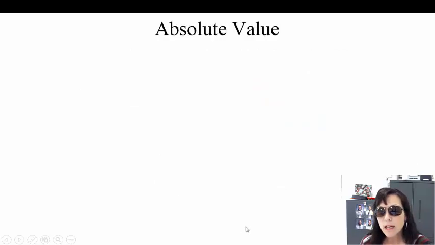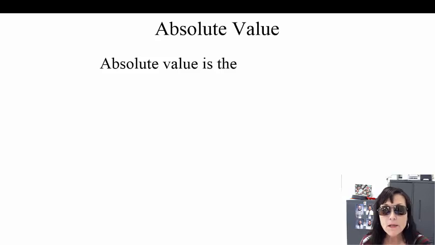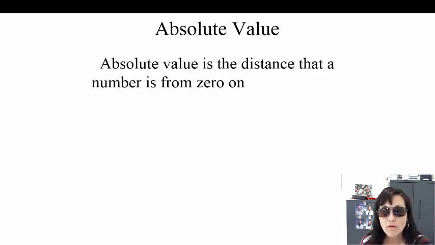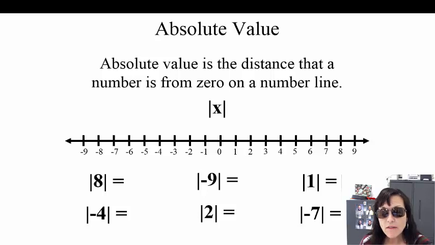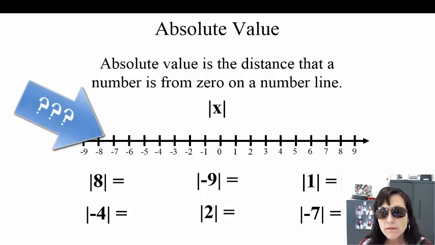And the last thing we're going to cover today is absolute value. This should be pretty simple. Basically, the absolute value of a number is the distance the number is from 0. So if I pull up a number line like that, and I gave you these absolute values, I want you to graph these on a number line. I would like you to pause your video and tell me exactly what the absolute value of these numbers are.